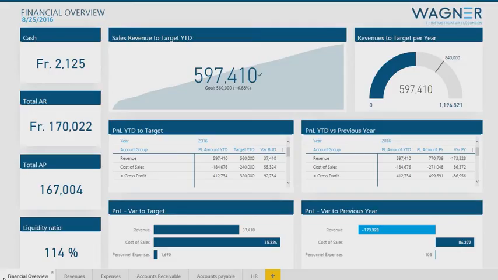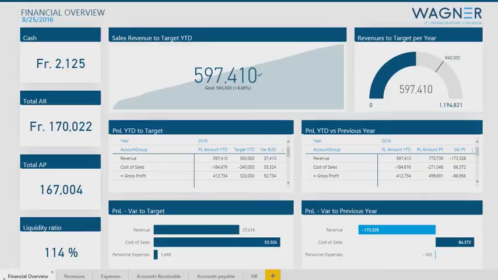Here in Power BI, we initially see an overview with the aforementioned relevant KPIs, as well as the tabs below to jump to the visualizations on other pages. This overview not only shows all the important information at first glance, but also serves as a summary of the additional pages. For more detail, the additional pages cover the following topics: revenues, expenses, accounts receivable, accounts payable, and human resources. In the next few minutes, we'll briefly cover the highlights of the financial overview page, as well as the key benefits of the additional pages.